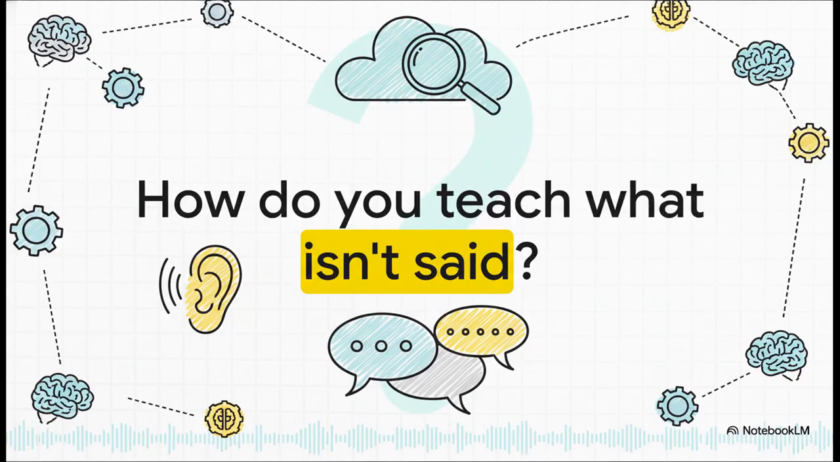And this brings us to the most advanced part of the exam, the bit that really separates students. A lot of the questions, especially in those later exercises, they're not about what someone says directly. They're testing implied meaning. So the big question is, how on earth do you teach someone to hear something that wasn't actually spoken out loud?